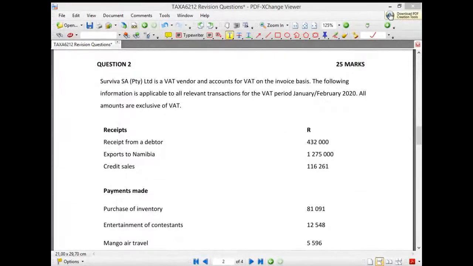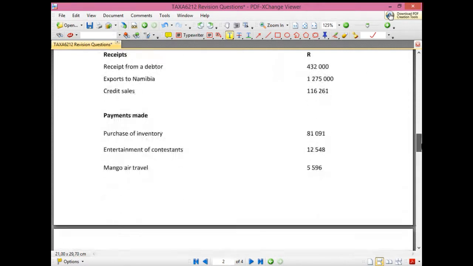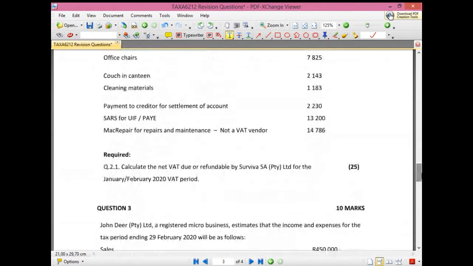Okay, so question 2 is if they ask you to work out the VAT payable or refundable, this is more or less what it would look like. In this question, let's quickly scroll to the end. They tell you to work out the net VAT due or refundable for the VAT period January and February 2020.